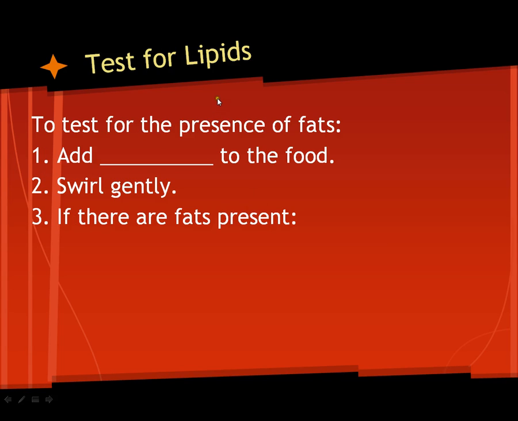How you test for lipids. You're going to add Sudan 3. Sometimes the test may say Sudan 2 or simply Sudan. It all works the same. You swirl it gently. If there are fats present, they will turn red. In our test, they sometimes turn a pinkish color. You'll just have to read the chart. I would say if it's any sort of reddish color is indicated, that fats are present.